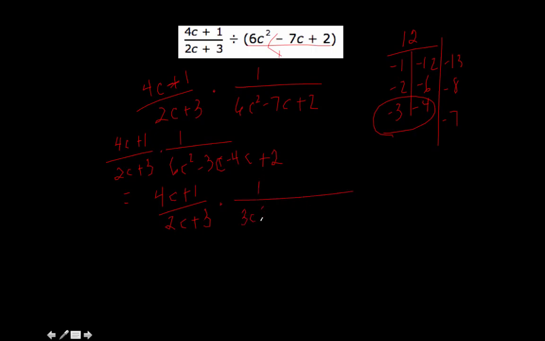So I've got 3c in common on the first part. 6c squared divided by 3c is 2c. 3c divided by 3c is 1. And remember, if it's negative there, I always have to pull that minus out. So minus 2.